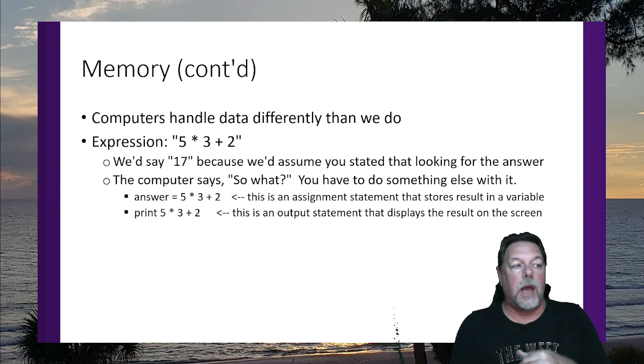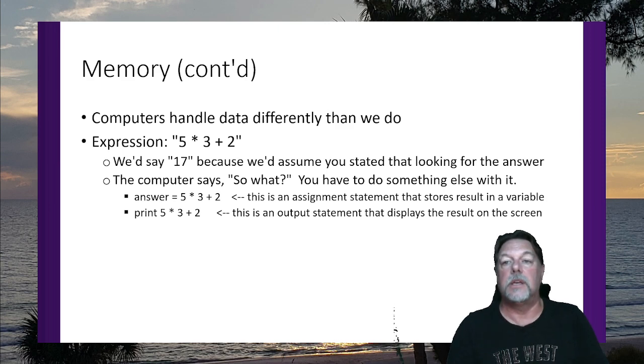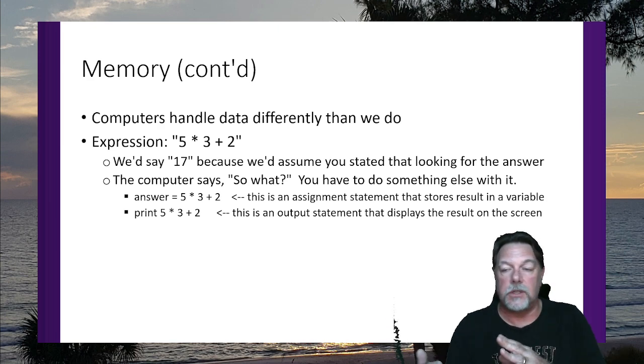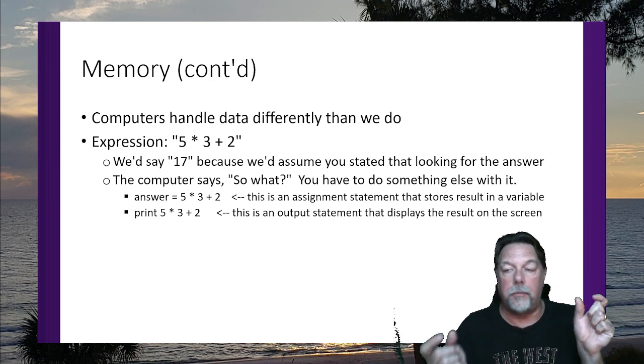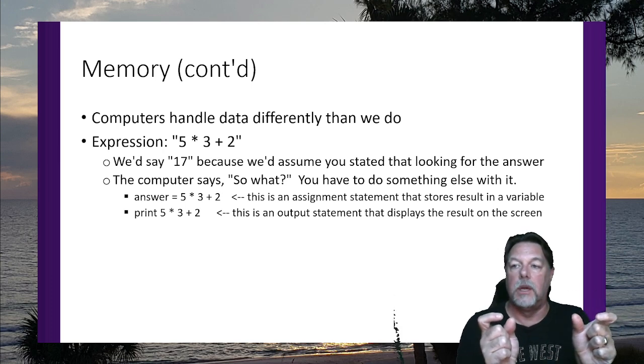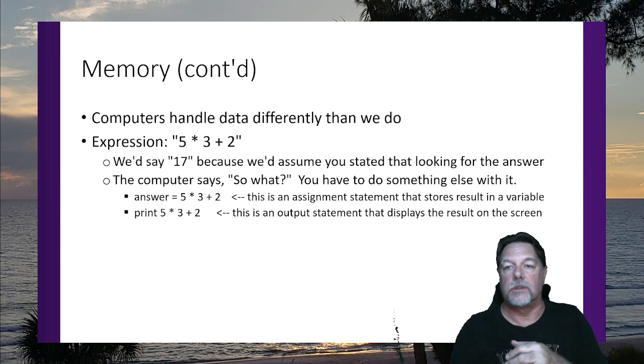Now the next line is a little different. The next line is a print statement. It says print 5 times 3 plus 2. Okay, well, it's not an assignment statement, but similarly we would say evaluate the expression 5 times 3 plus 2, 17, and print it. So the print statement is going to take some kind of an expression, and it's going to display 17 on the screen.